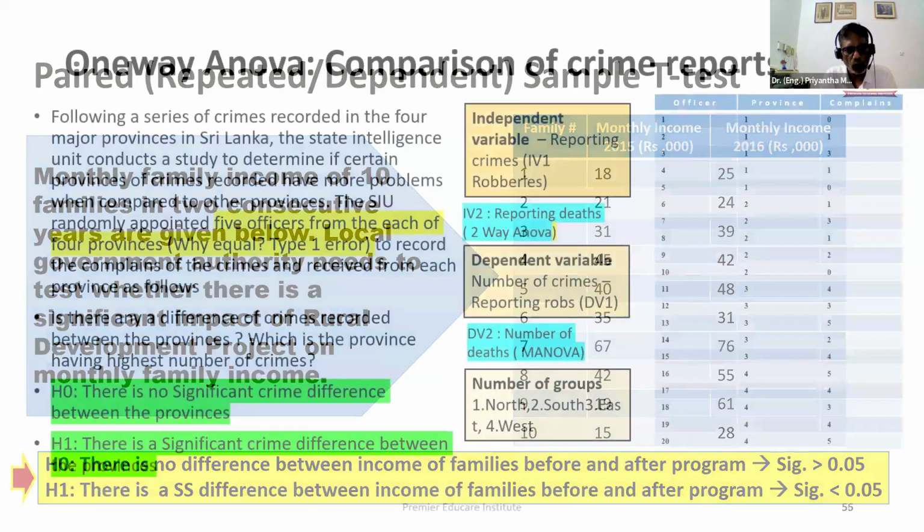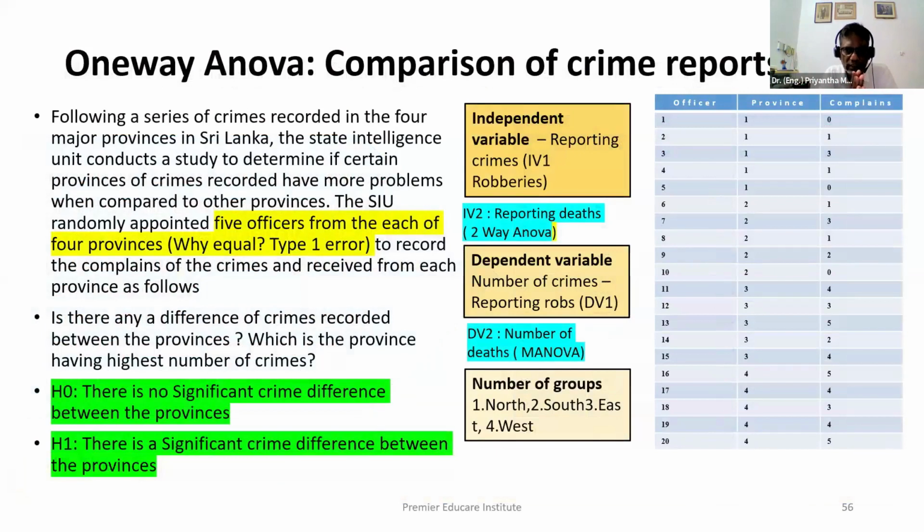So this is ANOVA. ANOVA means, here you can see in Sri Lanka you have 4 provinces, right? The government wants to know whether there is any significant difference in the crime occurring between these 4 provinces. Very big research. If you have 2 groups here, you can go for the independent sample, the control and experimental method. But here you have 4 groups. You have to go for the ANOVA. Okay, remember that one.